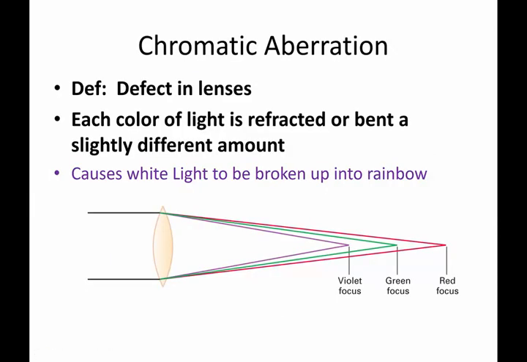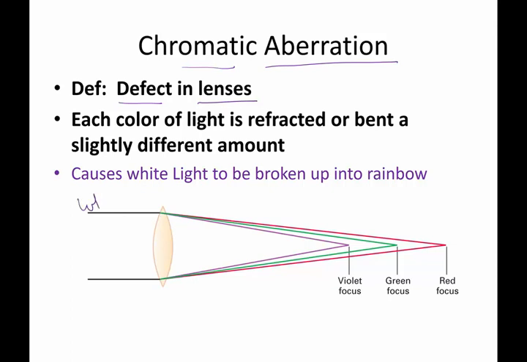There's a problem with all refracting telescopes or telescopes made out of lenses. They suffer from a defect called chromatic aberration. Chromatic aberration means that the image is going to appear as if it's ringed in color. And here's why this occurs.